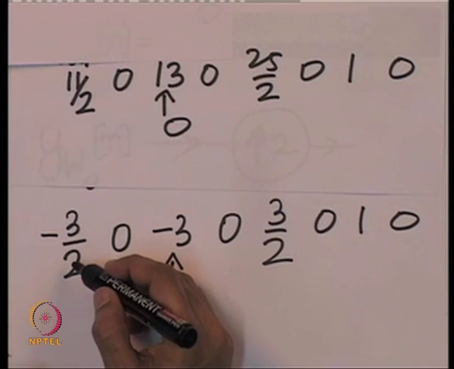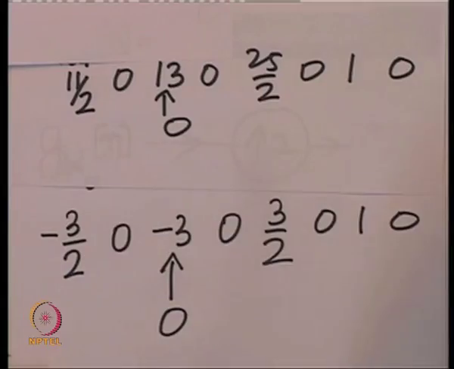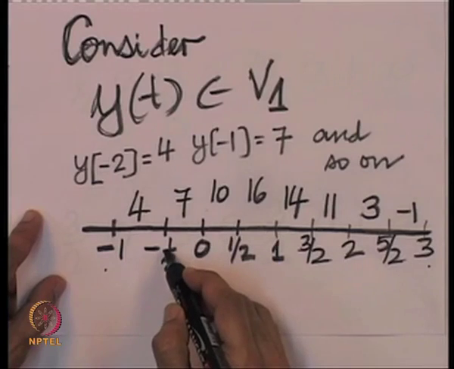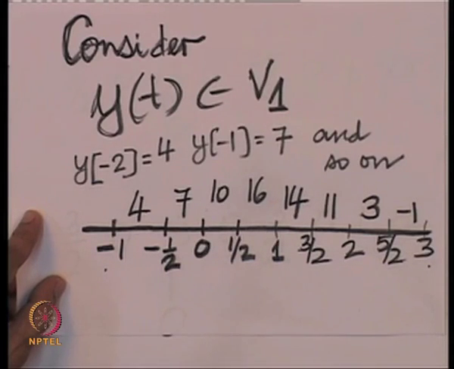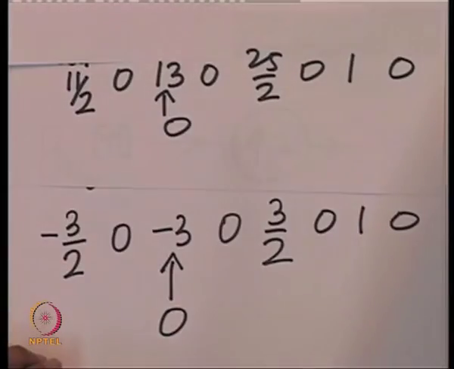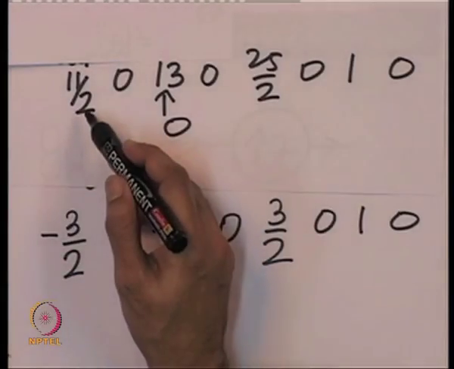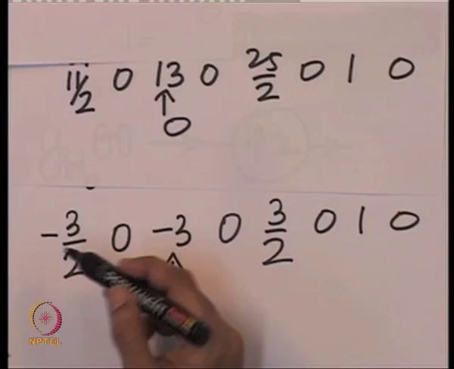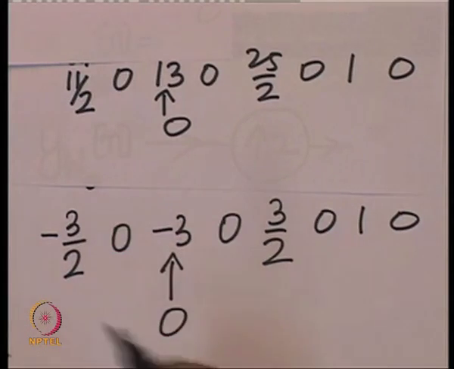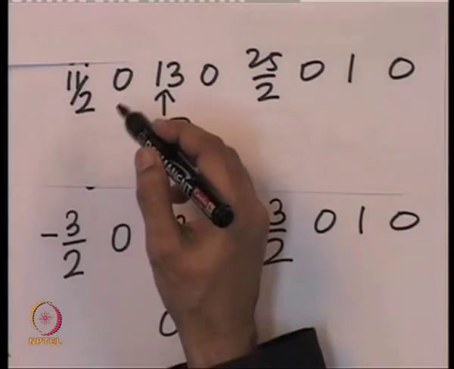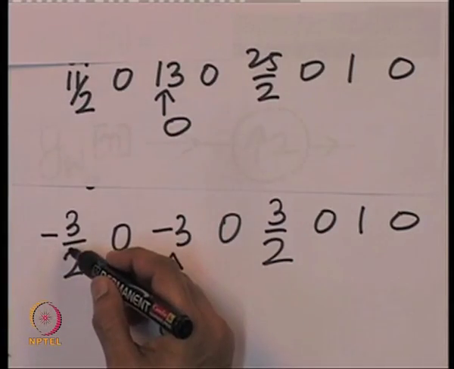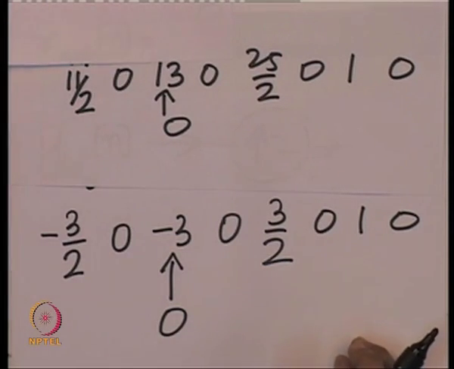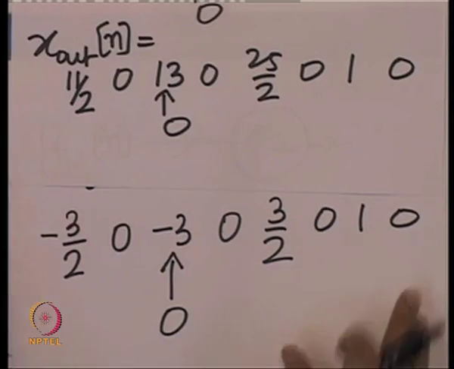In other words, 14 by 2 would give you the value of yt in the interval from minus half to 0. So, what do you need to do? You need to operate the sum filter, this plus this, for the first half interval, and this minus this for the second half interval. Let me write this down explicitly.